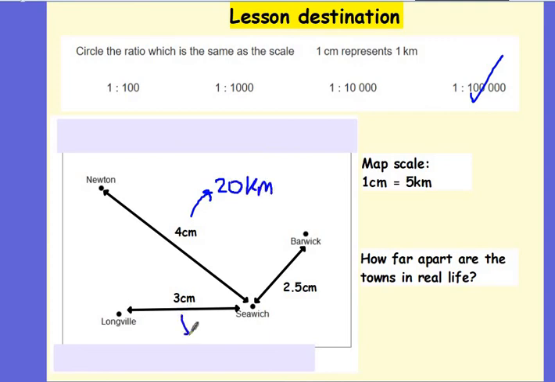3 centimetres is going to represent 15 kilometres, and 2.5 centimetres is going to represent 12.5 kilometres. And that's the end of today's lesson.